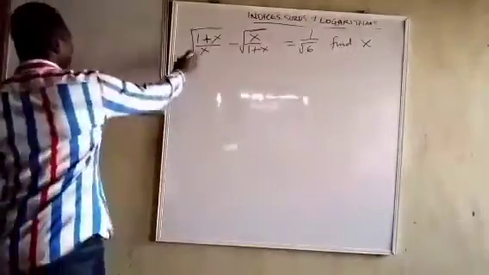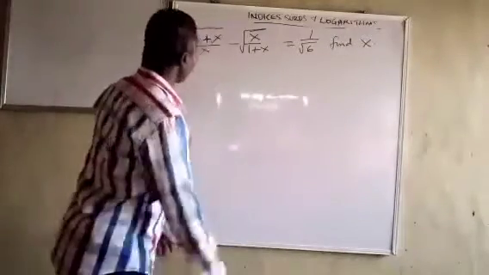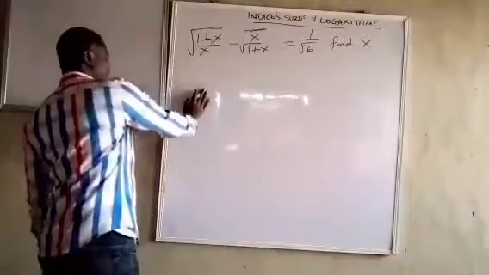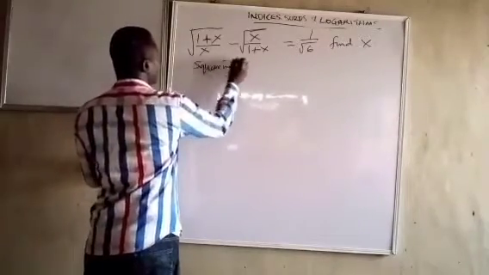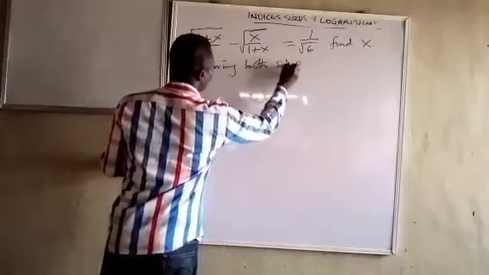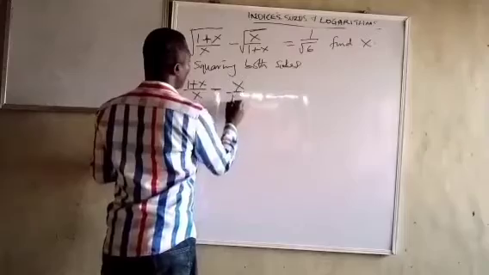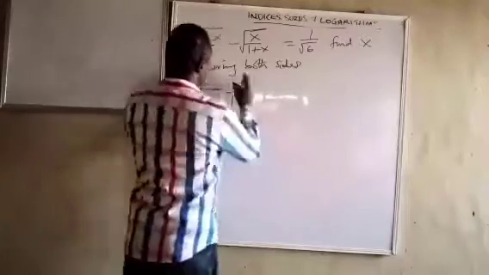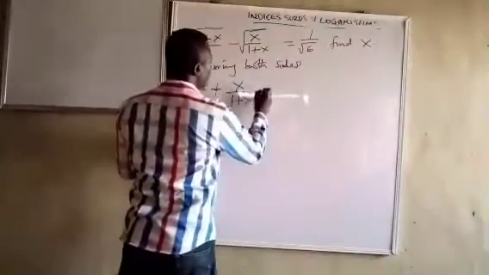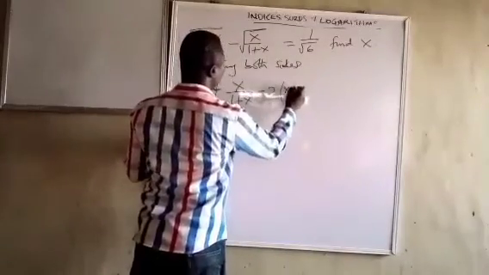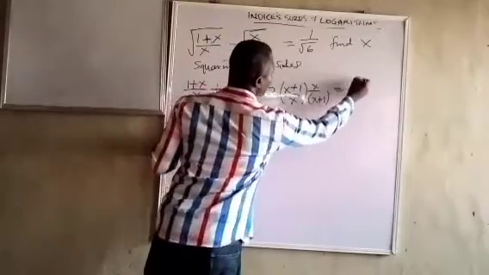We have a question. The square root of (1 plus x) over x minus the square root of x over (1 plus x) equals 1 over root 6. Find x. Let's square both sides. You can see that this one is the inverse of this, and vice versa. Squaring both sides, we have (1 plus x) over x plus x over (1 plus x), minus 2 times the square root of (x plus 1) over x times x over (x plus 1), is equal to 1 over 6.